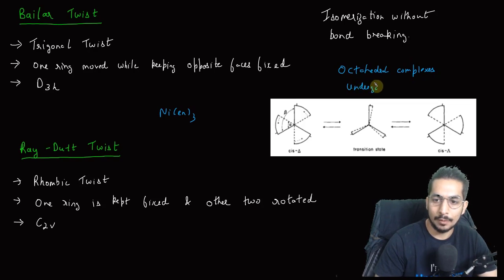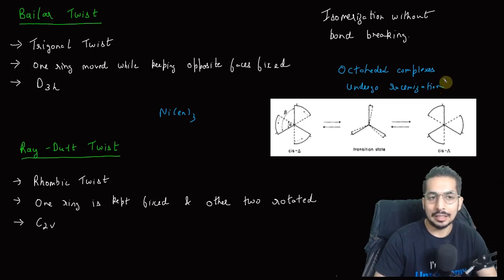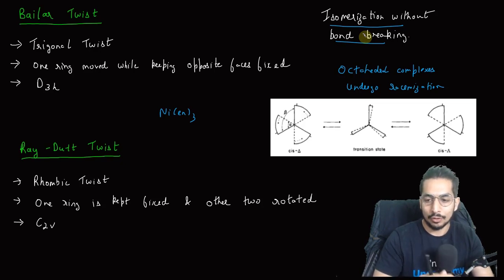So now what is so special about these twists? The key feature over here is that the earlier racemization or isomerization mechanisms that had been proposed before this were basically substitution based mechanisms, where bond breaking was taking place. Now the twisting mechanism is a very important mechanism because over here there's no bond breaking. Isomerization basically without bond breaking. So this is basically a twisting mechanism. Without breakage of bond, how can an octahedral complex isomerize? For that kind of isomerization, two mechanisms were proposed. One was your Bailar twist and the other was your Ray-Dutt twist.